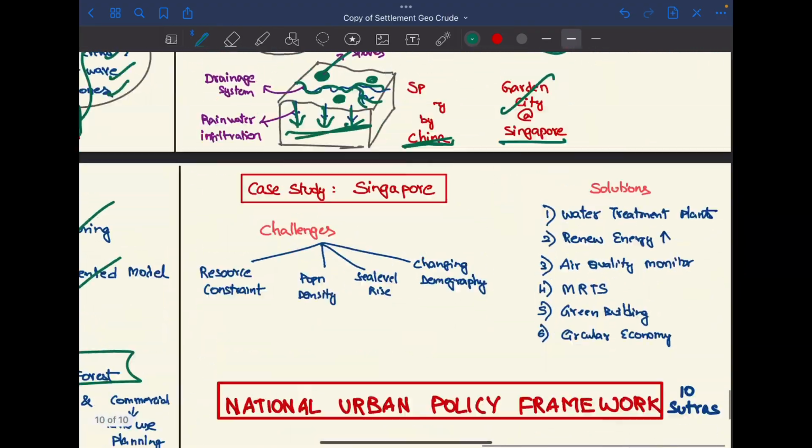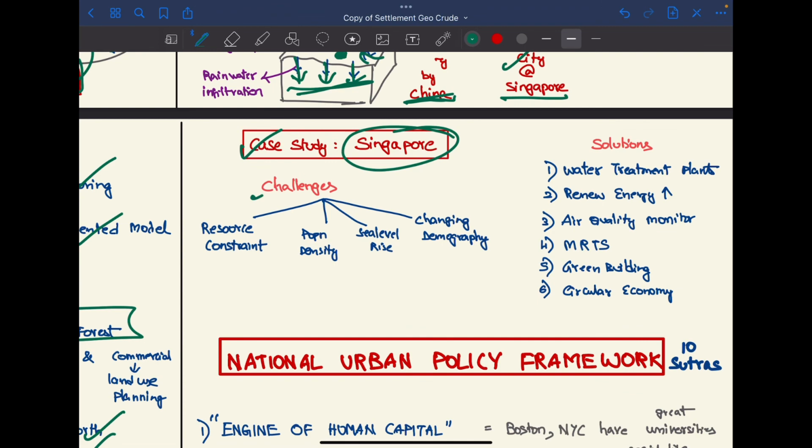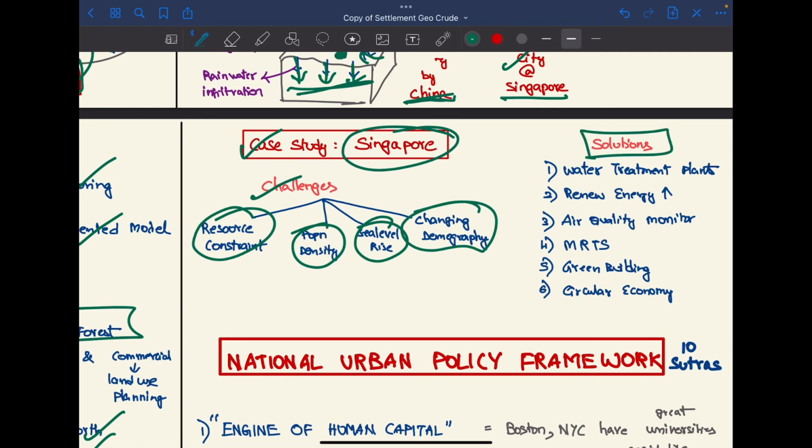So, for example, let's take the case study of Singapore. They had challenges like resource constraints, population density, sea level rising, and changing demography. So, the solutions offered by them were water treatment plants, renewable energy, air quality monitoring, a massive rapid transport system, green buildings, and circular economy promotion.